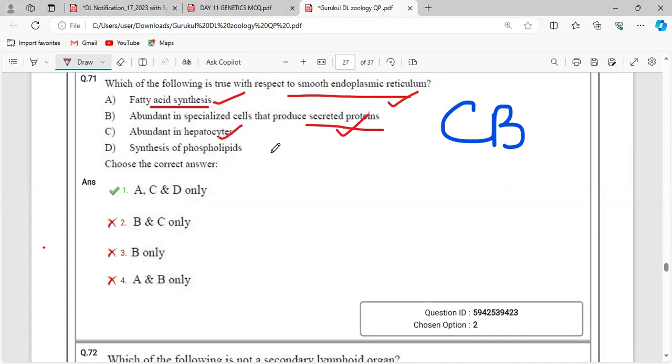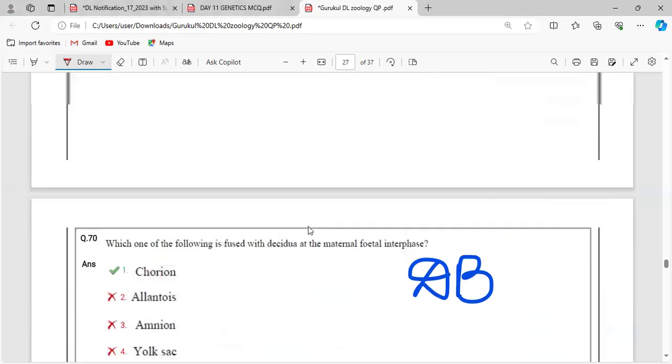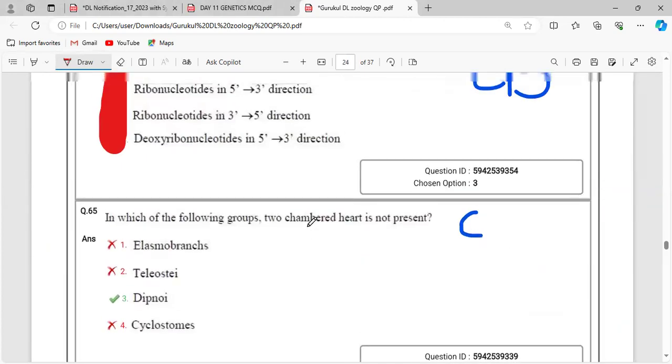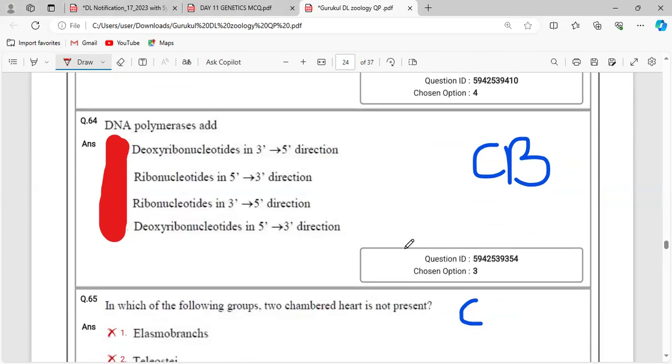And this is regarding the rough endoplasmic reticulum, and as usual, it is abundant in the liver cells. And synthesis of phospholipid, again it will be lipid. This is how you have to read. That is why I'm showing the question paper.